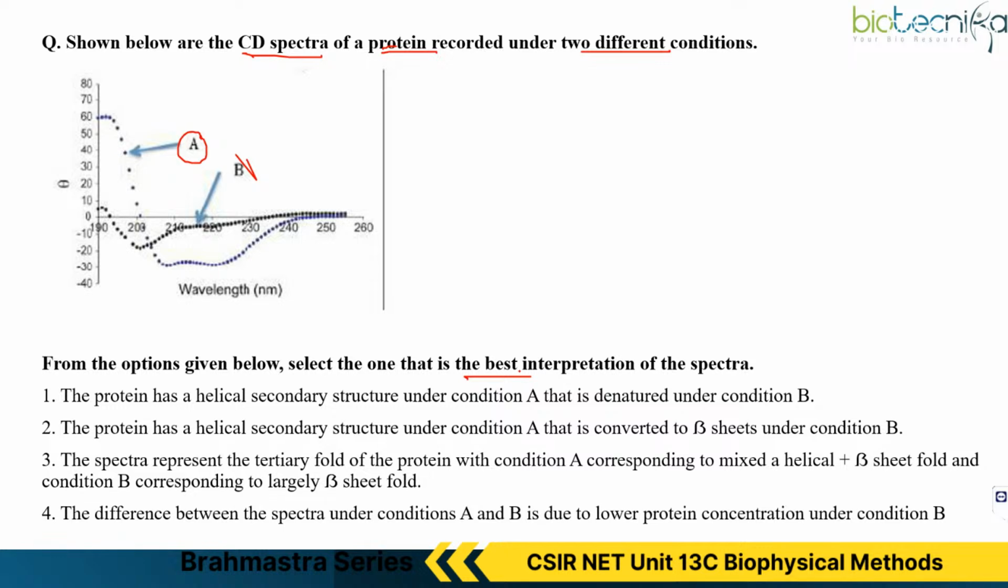First, the protein has a helical secondary structure under condition A, that is denatured under condition B. Second, the protein has a helical secondary structure under condition A, that is converted to beta sheet under condition B. Third, the spectra represent the tertiary fold of the protein with condition A corresponding to mixed alpha helical plus beta sheet fold, and condition B corresponding to largely beta sheet fold. And fourth, the difference between the spectra under conditions A and B is due to lower protein concentration under condition B.